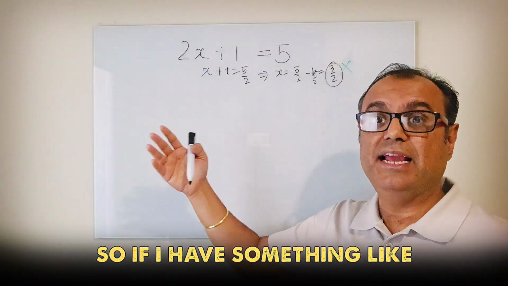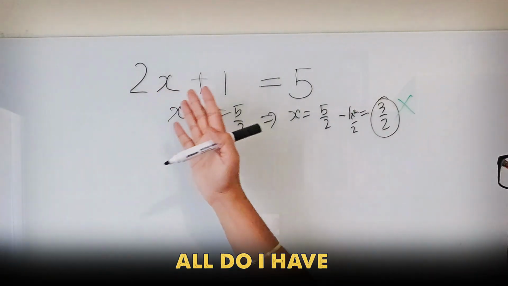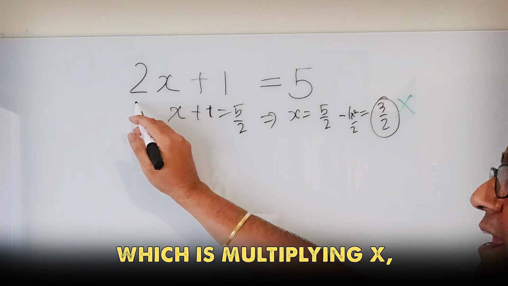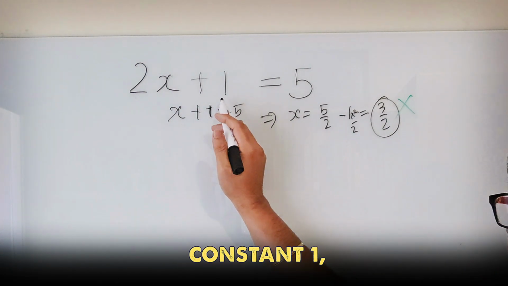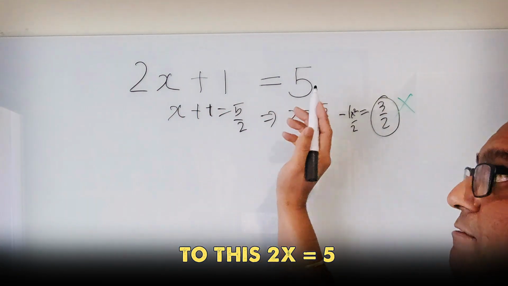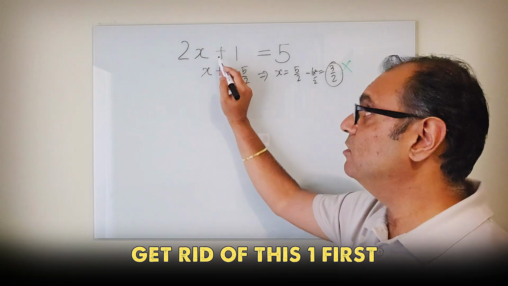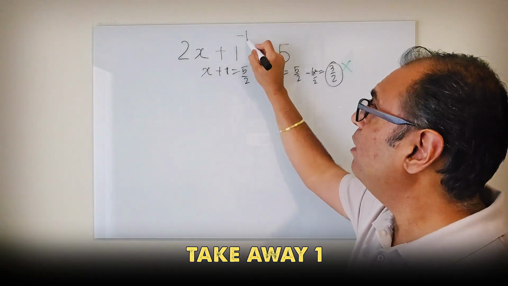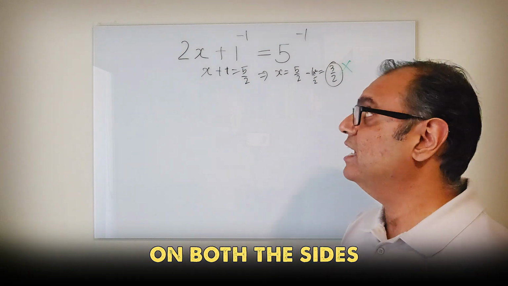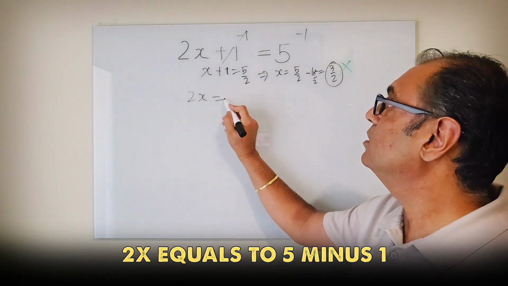So if I have something like x equals to, that's my answer. So what all do I have on my left hand side? I've got this 2 which is multiplying x, and I've got a constant 1 which is adding to this: 2x plus 1 equals to 5. So the right approach is to get rid of this 1 first. So you take away 1 on both the sides.